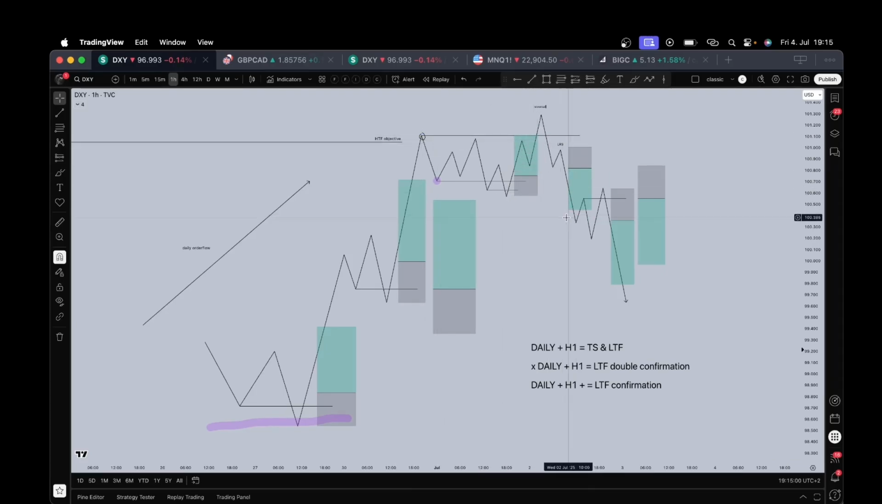Now you can also play that range from the upside back to the downside with the same scenario, but in this case you have to be aware that you have to use lower time frame double confirmation, since if you trade from the range high to the range low, you are trading against the daily order flow, while if you trade from the range low to the range high, you are trading still with the daily order flow.